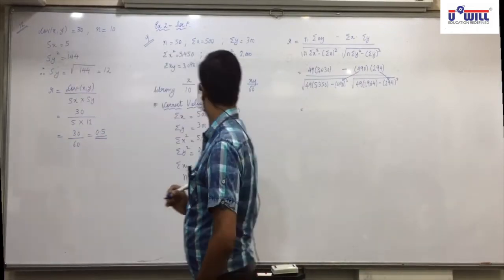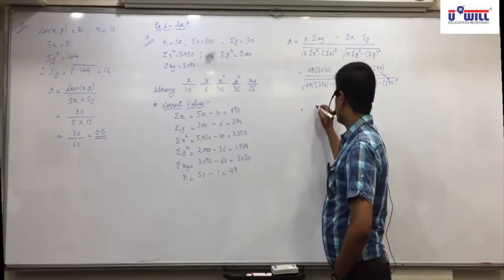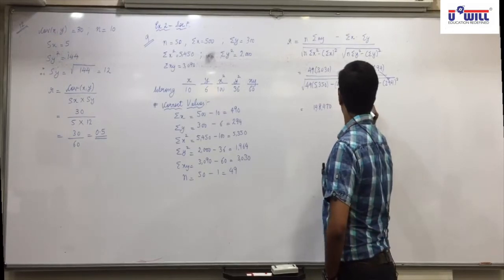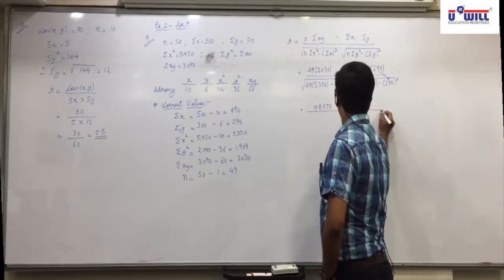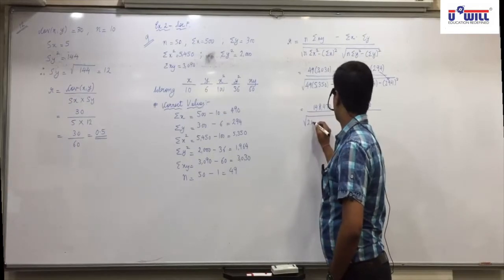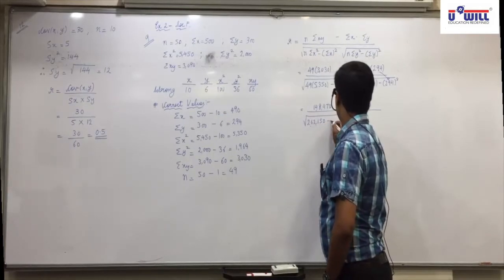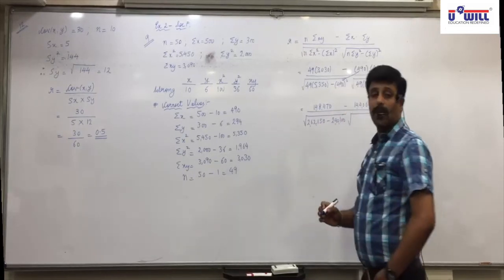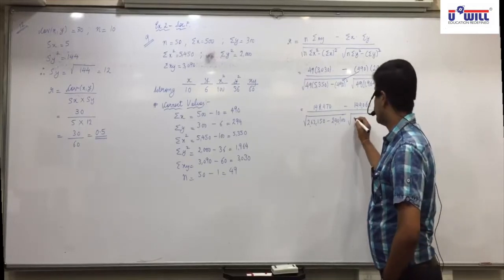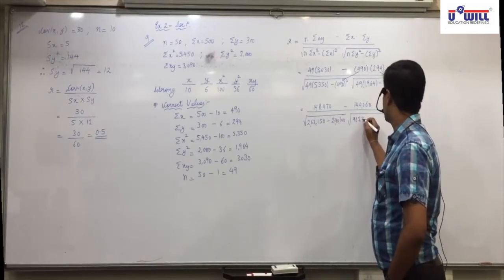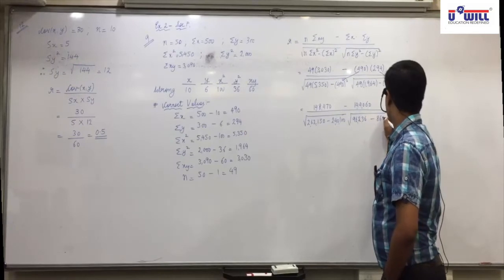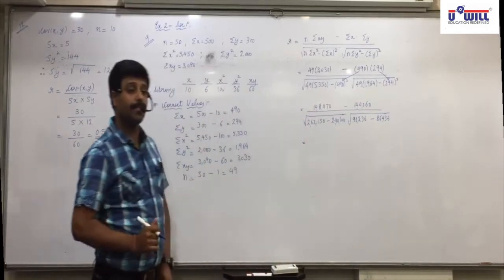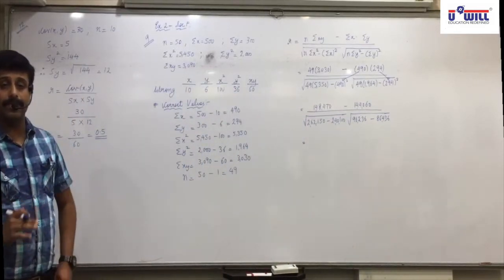Then here, 148470 minus 1144060 upon under root of 262150 minus 240100 into under root of 9636 minus 8643. Any confusions in this? All are clear up till here?